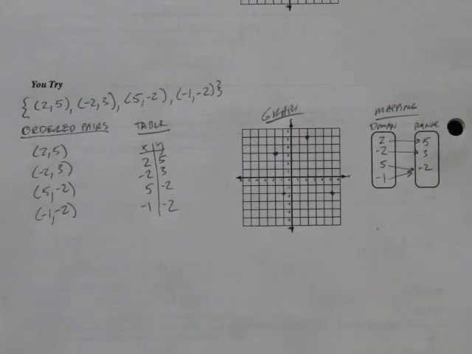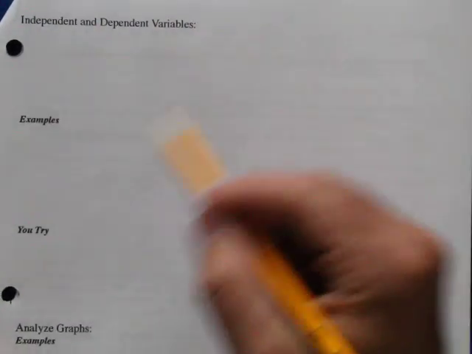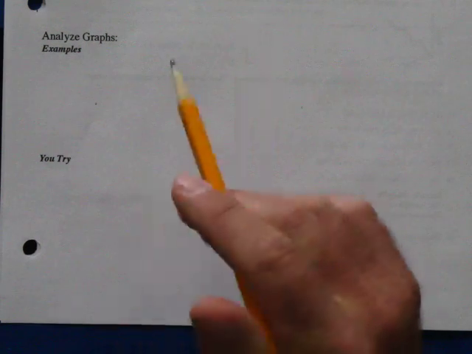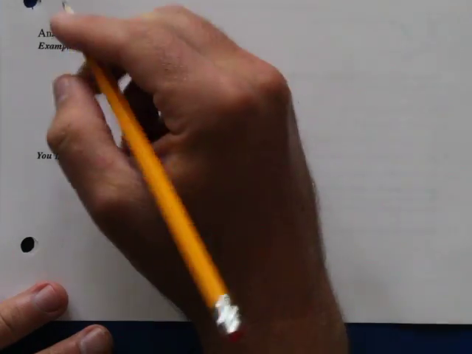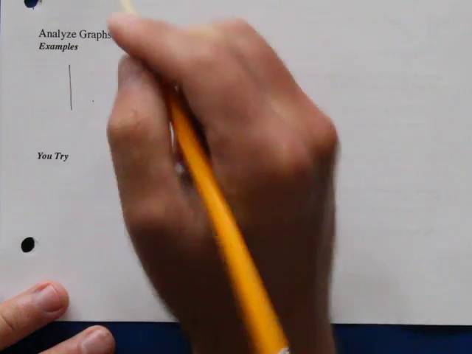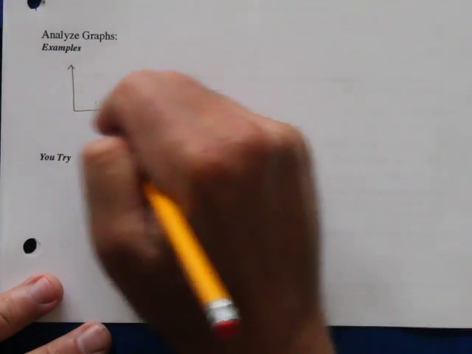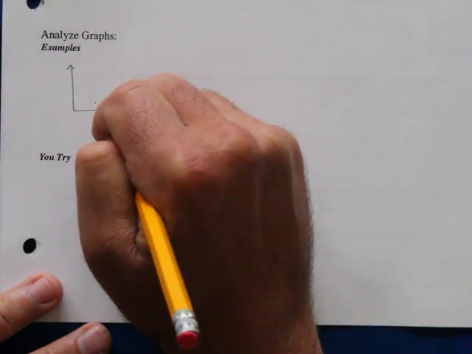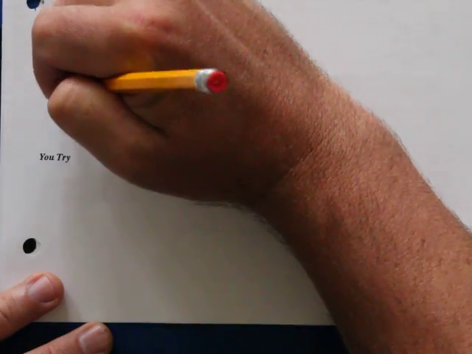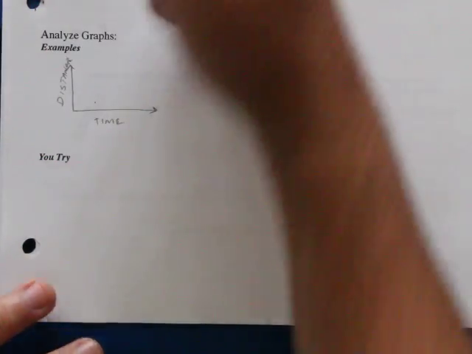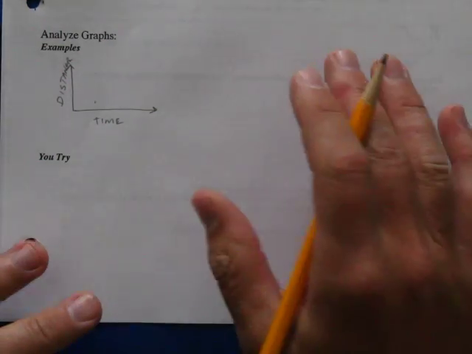All right, let's keep going. We're going to skip this independent and dependent variable section, and we're going to go right on to this analyze graphs section. So we're going to do one example and then 2 U-tries. So let's see, we're going to draw a graph, or just this portion of a coordinate plane. The x-axis is going to be time, and the y-axis is going to be distance. And so we have a bike ride.